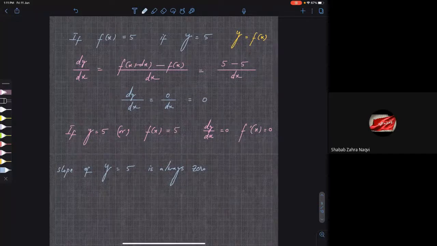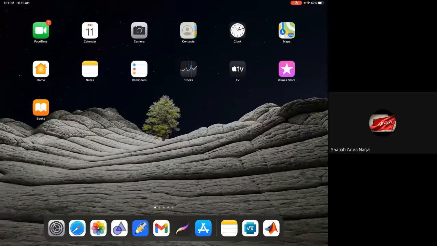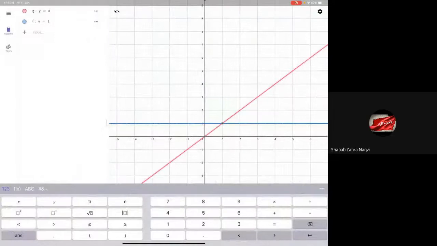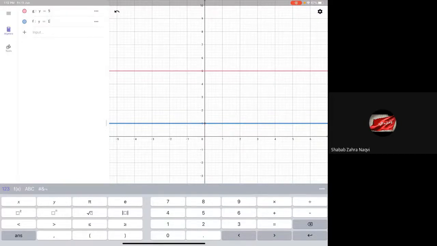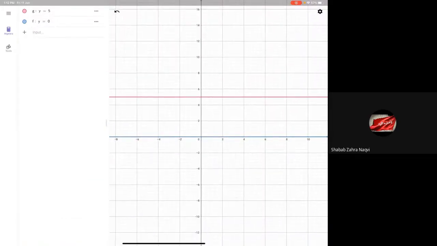Yes, sir. So if you see the graph, let me write y is equal to 5, right? And the second thing is y is equal to 0. And if you look at the graphs, it is obvious, right? If you look at the red line, which is y equal to 5, what is the slope of that red line everywhere?